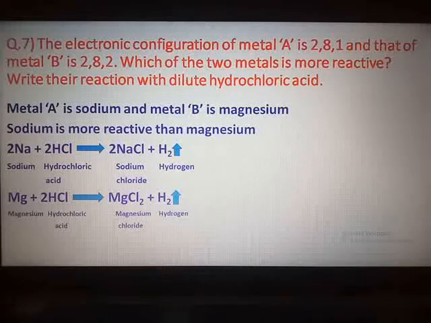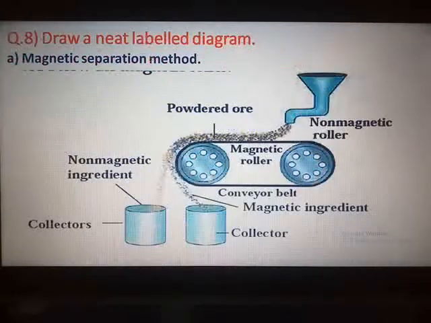Question number 8 is very simple. Draw neat labeled diagrams. See to it that you are drawing the diagrams in the notebook, so it will be a part of your practice. So question number 8, draw a neat labeled diagram. I will give you the page numbers. The first one is A, magnetic separation method.